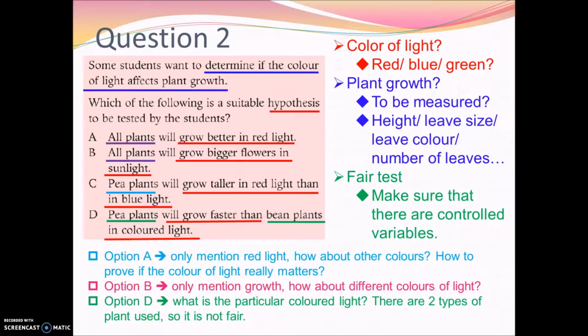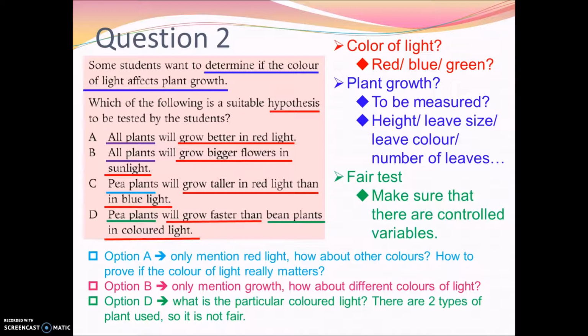And then for the plant growth, remember that because plant growth should be our dependent variable, the DV, it must be measurable, okay. We must be able to measure it. So for example, we can measure the height, the leaf size, the leaf color, or the number of leaves, something like this, okay. And then make sure that our experiment is a fair test, okay. So that's why for the hypothesis, okay, it shows that there are controlled variables to make sure the whole experiment is fair. Otherwise, if the experiment is not fair, we cannot draw a valid conclusion, okay.